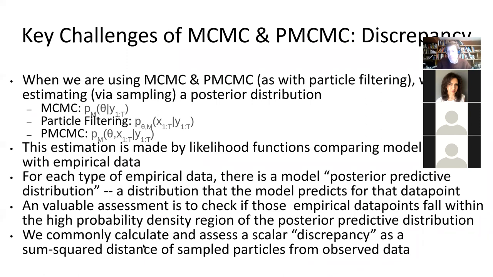So we'll assess what fraction of the time it falls within the certain bands around the median, the 90% credibility interval around the median, within which 90% of the samples fall. To what degree is the empirical data in that? And we'll ask what fraction of the time the empirical data falls within the data from the model.